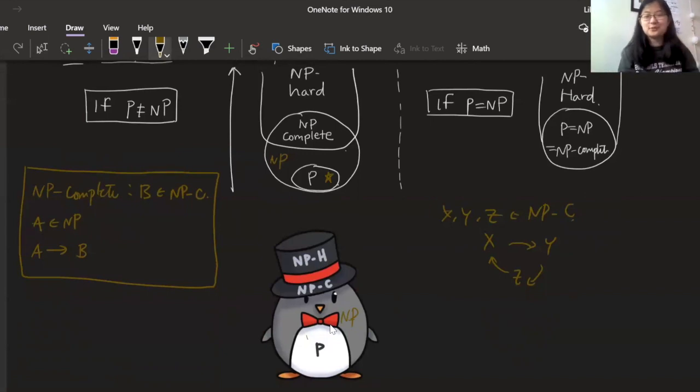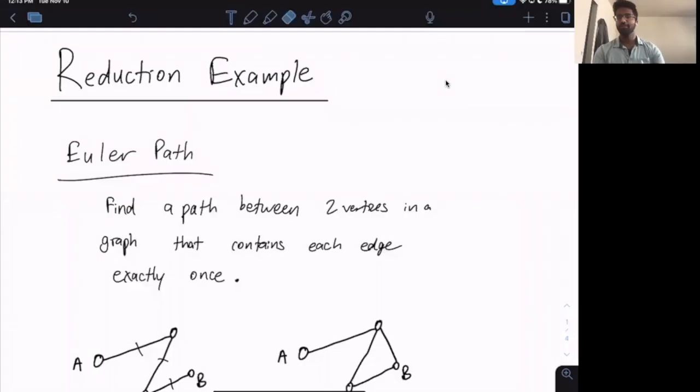All right, so that's it for today's first segment of mini lecture, and in the next segment, I'll pass it off to Neil to go through one of the reduction examples in great detail. So, bye. Thanks, Lily. In this video, we'll be covering a quick reduction example from Euler path to Hamiltonian cycle.